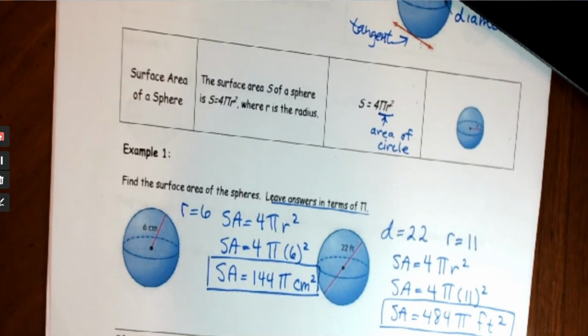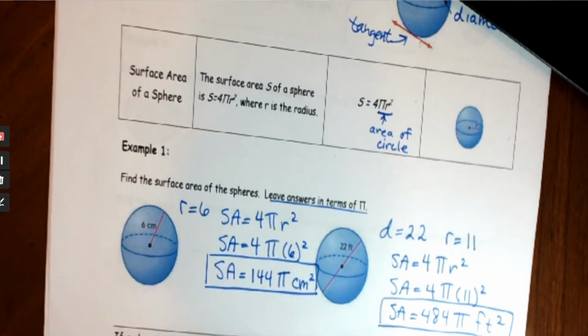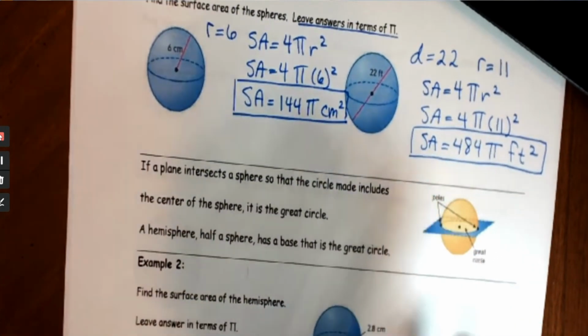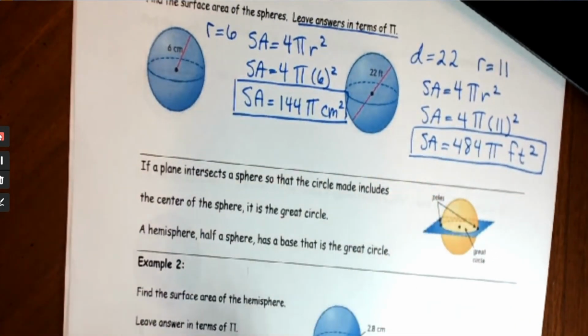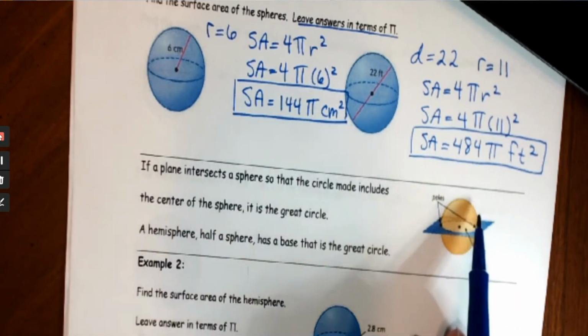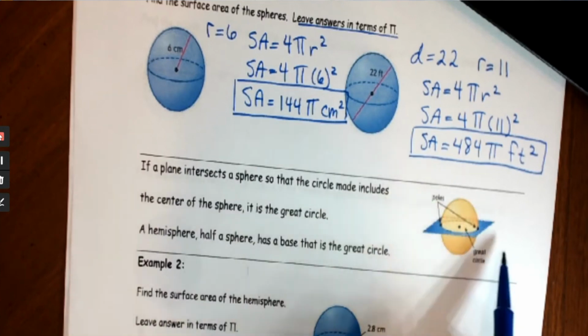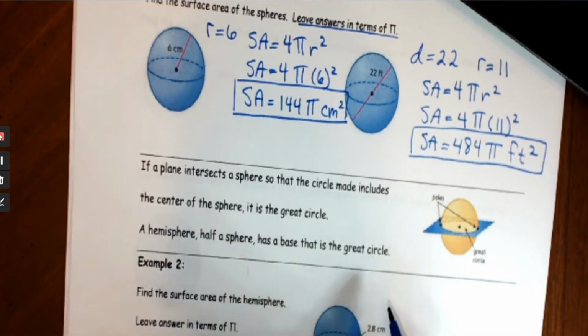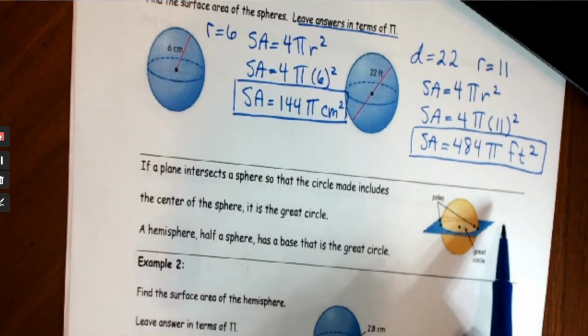Now, let's talk about how we would find the surface area of a hemisphere. First of all, we'll talk about a few of these vocab words here. If a plane intersects a sphere so that the circle made includes the center of the sphere, then it is a great circle. So we know that if we were to put planes inside, cutting this sphere, it would make little circles every time a plane cut through it.